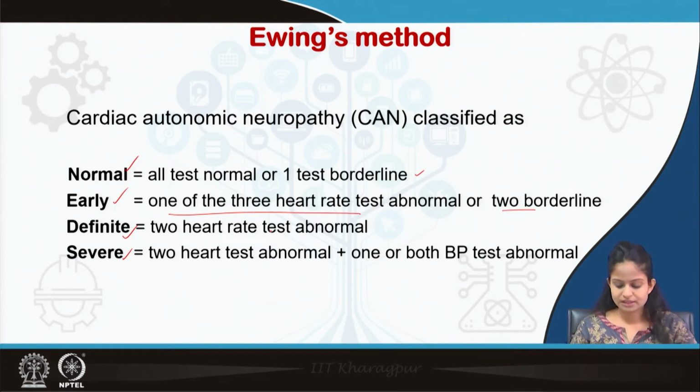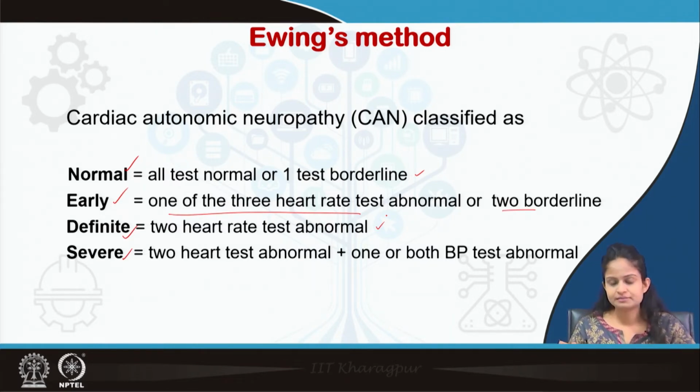So, early is one of the three heart rate tests being abnormal, and then definite is two heart rate tests abnormal. Heart rate and blood pressure both we have in case of Valsalva actually. So, two heart rate tests abnormal in case of definite. In severe, two heart rate tests and one or both blood pressure tests are abnormal. So, normal, early, definite, severe. All tests are normal, or one test is borderline, that is normal.